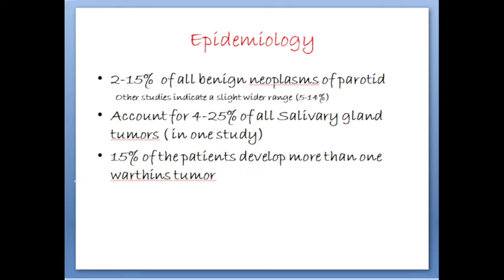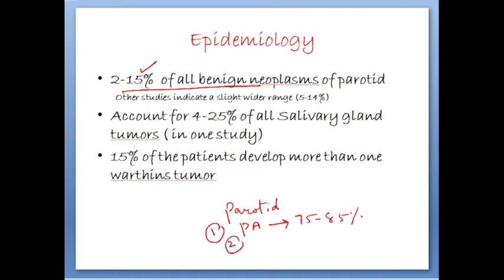Now coming to the epidemiology, among parotid tumors, Warthin's tumor accounts for 2 to 15% of all benign neoplasms. Now we all know that in the parotid, pleomorphic adenomas form around 75 to 85% of benign neoplasms. So, Warthin's tumor is the second most common tumor of the parotid.